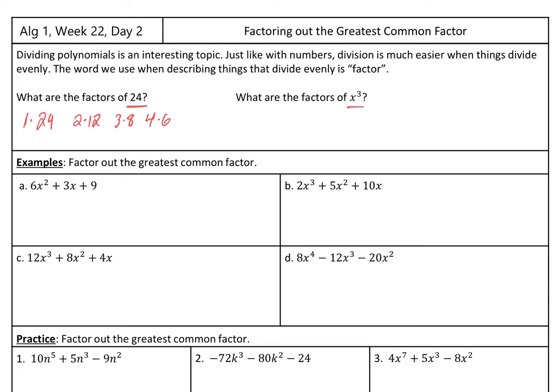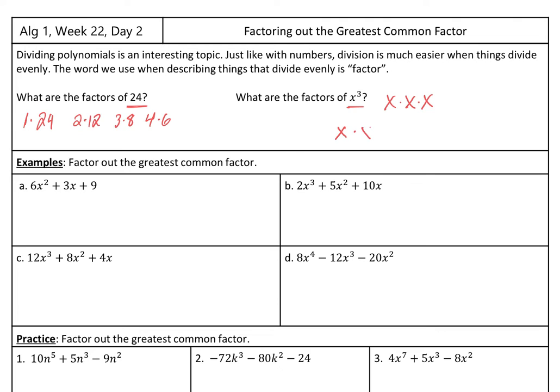But now that we're in algebra, we're going to add some letters to this. And so if I ask, what are the factors of x cubed? Then that question becomes, how do I take x cubed, which is really x times x times x, and split it up into two things that multiply to get x cubed? If I want two things that multiply to get x cubed, I can think of two options.